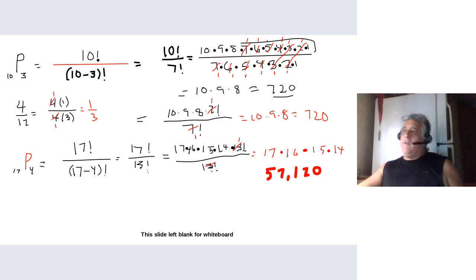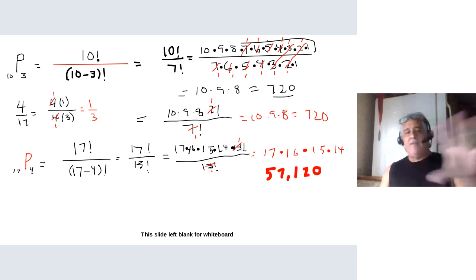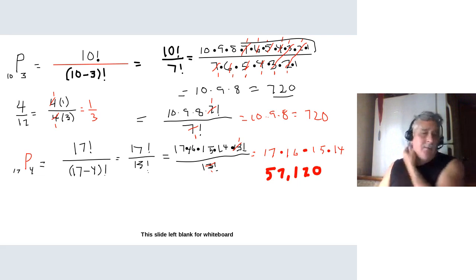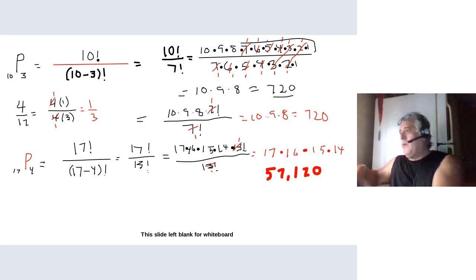So if you got 17, it doesn't have to be just contacts. It would work no matter what you were dealing with. But if you had 17 things to pick from, and you want to arrange 4 of them ordered, how many different ways could you do it? Well, there's 57,120. All right. Well, let's do this next thing called combinations, and then I'll show you how you can do all these on the calculator.